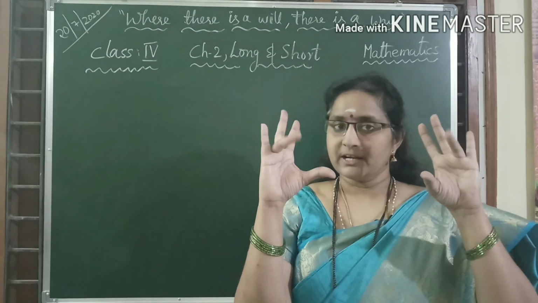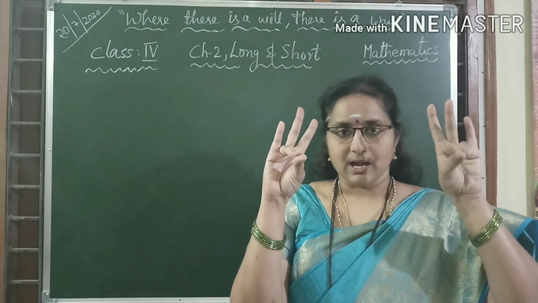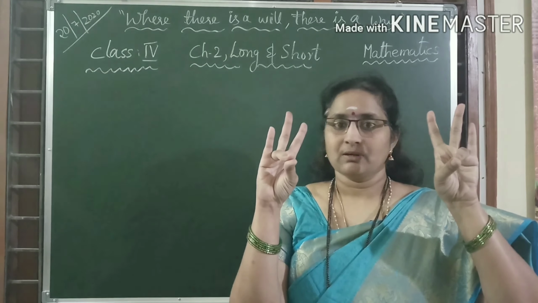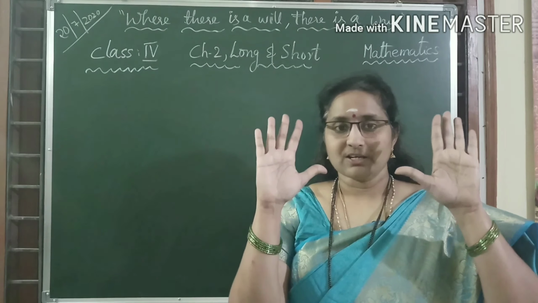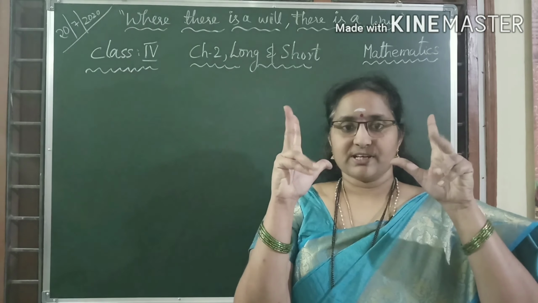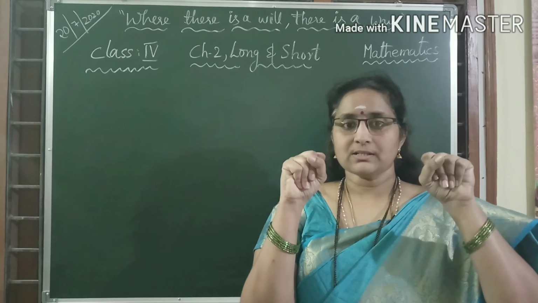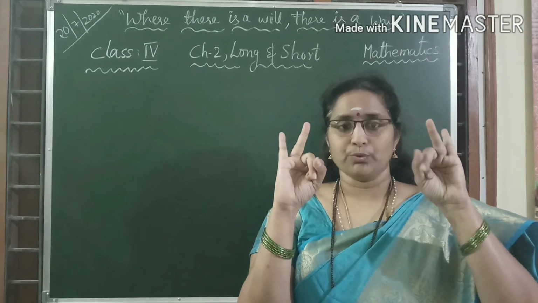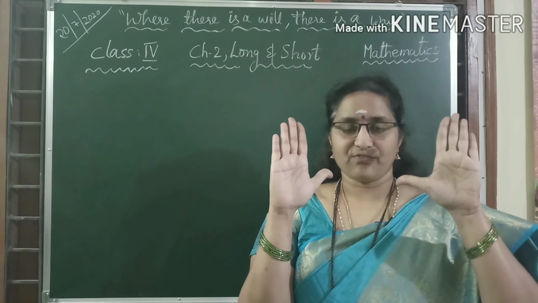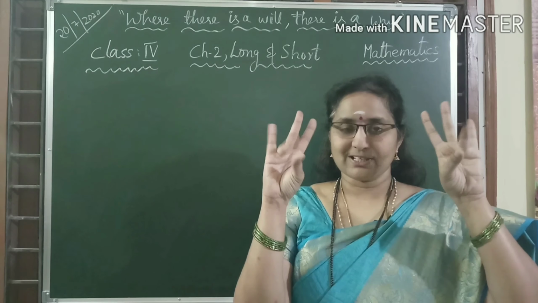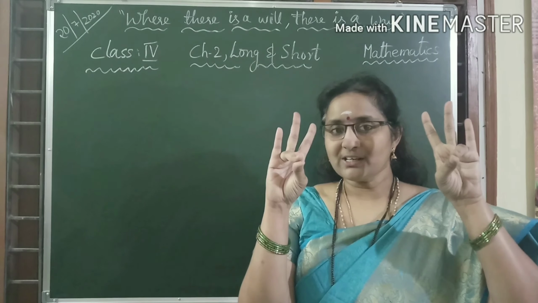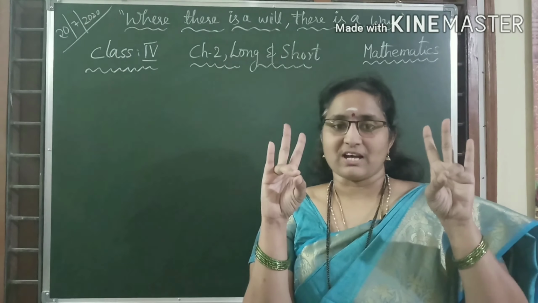Join your ring finger and thumb finger and do it like this. Okay? We will do both at a time. Ready children? Start. Close your fingers and count 1, 2, 3, 4 and 5. Now join your fingers. Do it like this. Okay children? Try to do it a little bit fast.